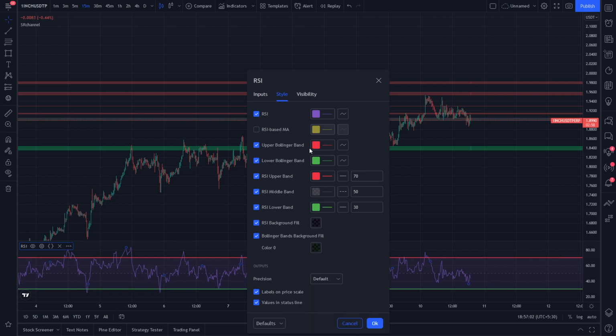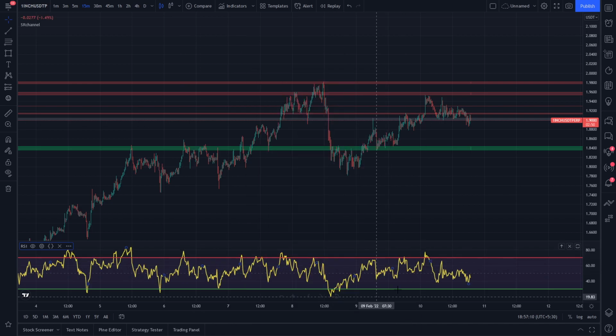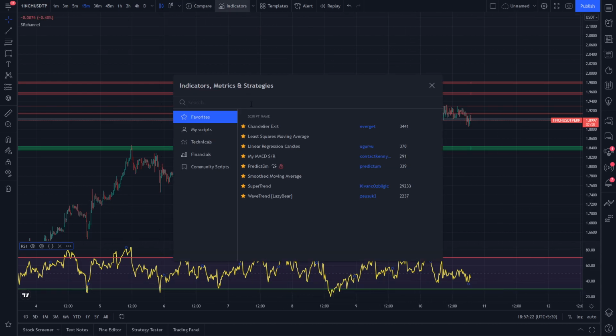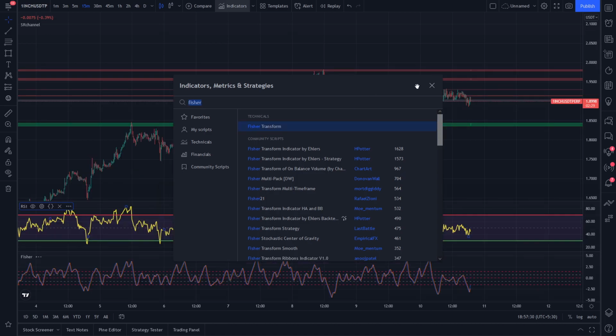So I'm just customizing my colors, so you guys can do however you want. I like yellow in the middle, so it's much clearer, so I'm gonna make it yellow. So the RSI line is yellow, the upper line, the 70 line, which is also acting as resistance, is red, and then the support line is green. Then we finally need Fisher. Type Fisher, and under technicals you get Fisher Transform. Let's click on that one.